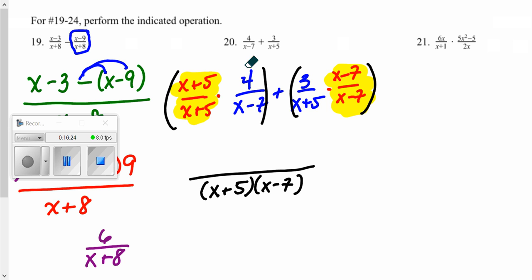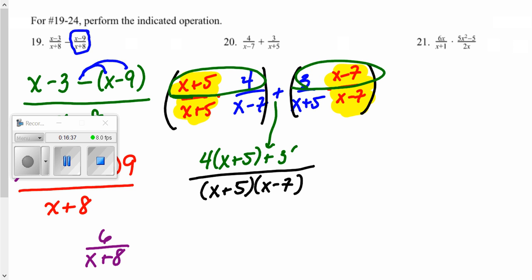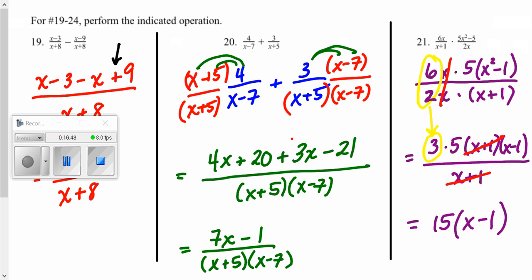If you look over here on the left, 4 times x plus 5 is what I have. Here's that addition sign. Over here, I have 3 times x minus 7. And then I can tidy that up, distribute, and combine like terms. Okay, I'm just going to show you that on the next screen. Okay, so here's the distributing, here's the combining like terms.